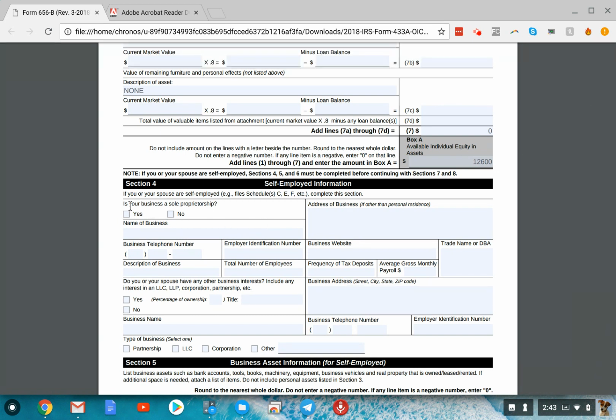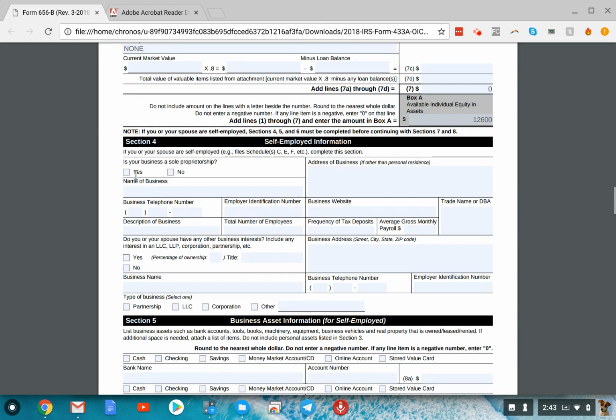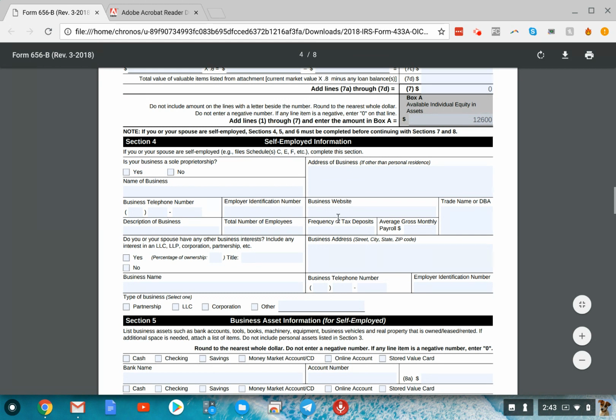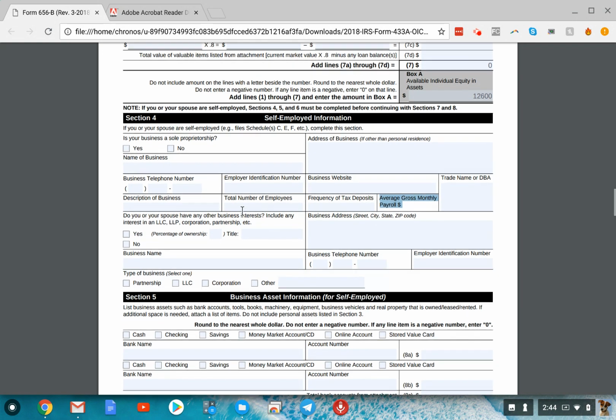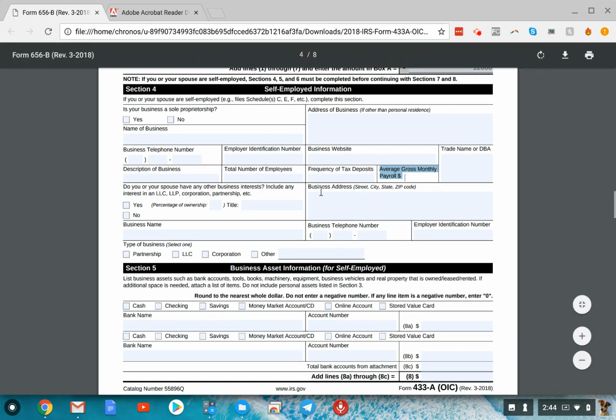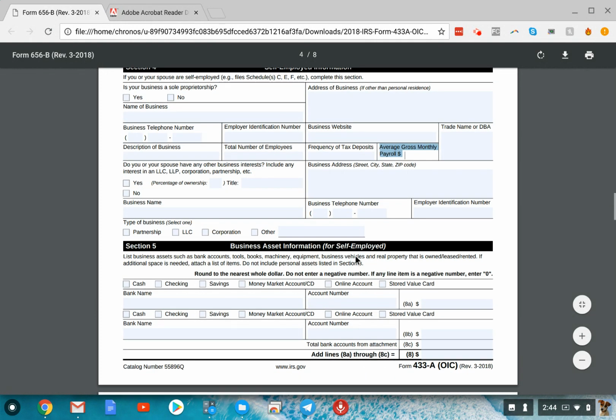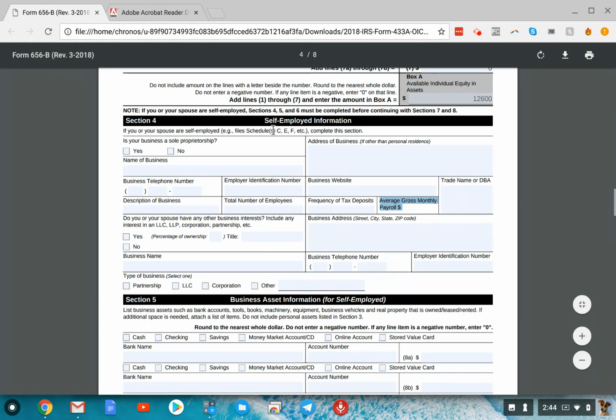So self-employment: they want to know if you're a sole proprietorship. Either way, you're going to fill out all this information. Tax deposits. This is really for payroll, and this is average gross monthly payroll, what you're paying to payroll. If you're not doing payroll, and a lot of people are not, this is not going to be filled out. In fact, a lot of people are going to be a corporation or something like that. It'll be different, maybe getting a wage and including that in the wage, and we'll just explain that with the offer. You'd want to explain in the cover letter, oh, I have a corporation, I get paid this way. That would not necessarily be in this section.